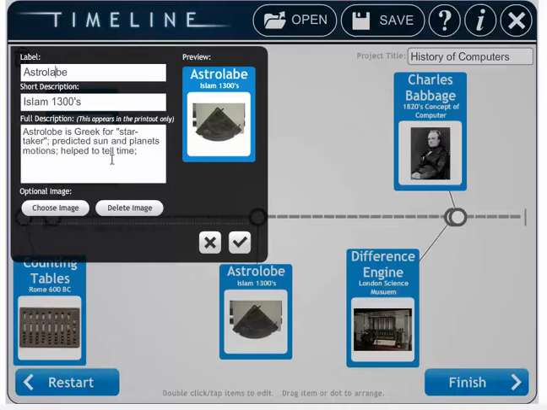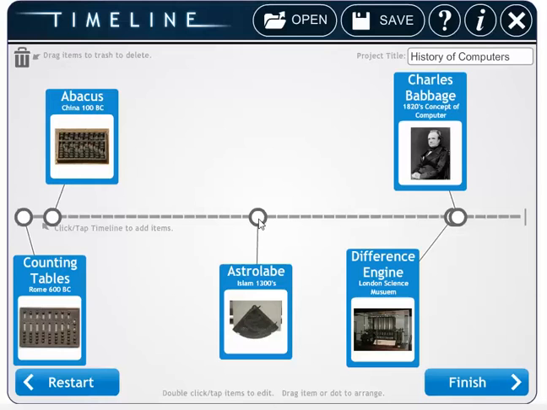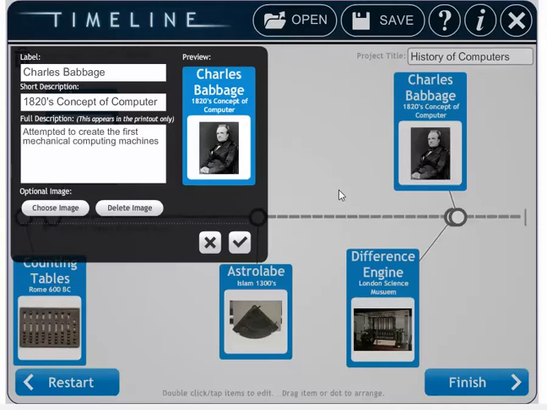It's a Greek word meaning star taker, and the stargazers in Islam around the 1300s invented this tool to help them predict the planets' and the sun's movements, and help them tell time as well. And again, not much changed for hundreds and hundreds of years until we get to this guy right here. His name is Charles Babbage, and this is around the year 1820. So we're thinking about 45 years after the Revolutionary War here in America.